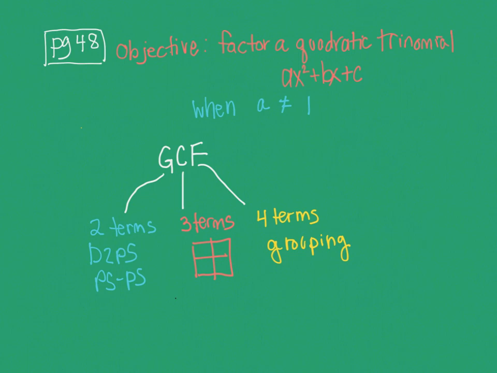You're going to see that our process for when a equals 1 and when a doesn't equal 1 is very similar. If we were going to look at 4 terms, then we would use grouping. We would take the 4 terms, group them into 2 groups, and take the greatest common factor out of each group. All right, so let's look at some examples where we have a quadratic trinomial where a doesn't equal 1. Once again, we're using the examples on page 48.